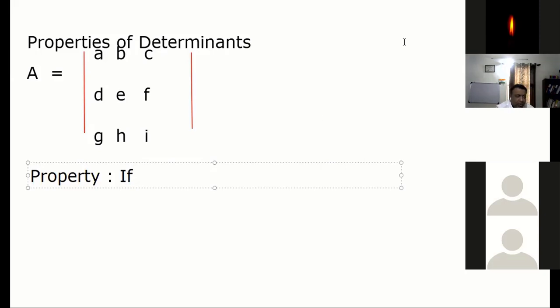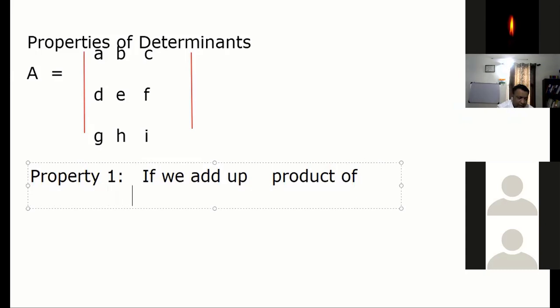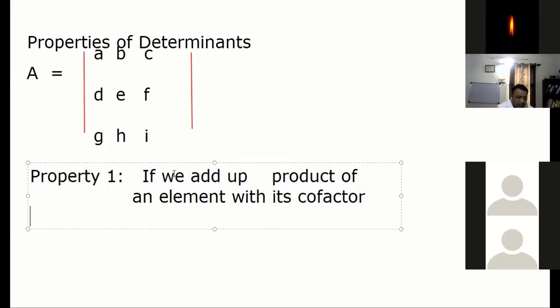Thank you. So, if we add up, listen carefully, yesterday you already learned this, property 1. If we add up the product of an element with its cofactor, what we get? We get the value of the determinant of the matrix. Exactly. For example, this is what I'm saying.